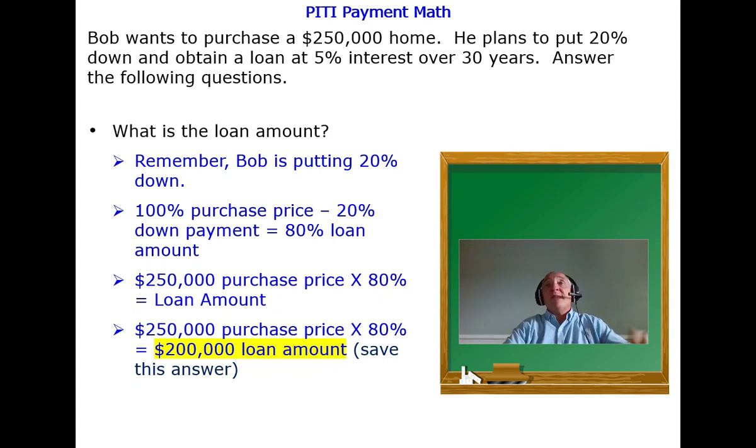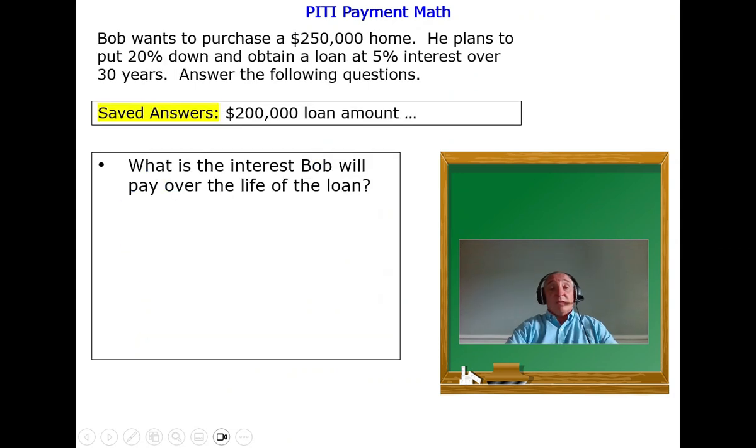Now we're going to save these answers because these problems are going to repeat over and over again. We're going to break it down very simply, so I want you guys to keep this. You'll see it all the time. It'll be saved up there for you. So we've got the $200,000 loan amount as a saved answer.